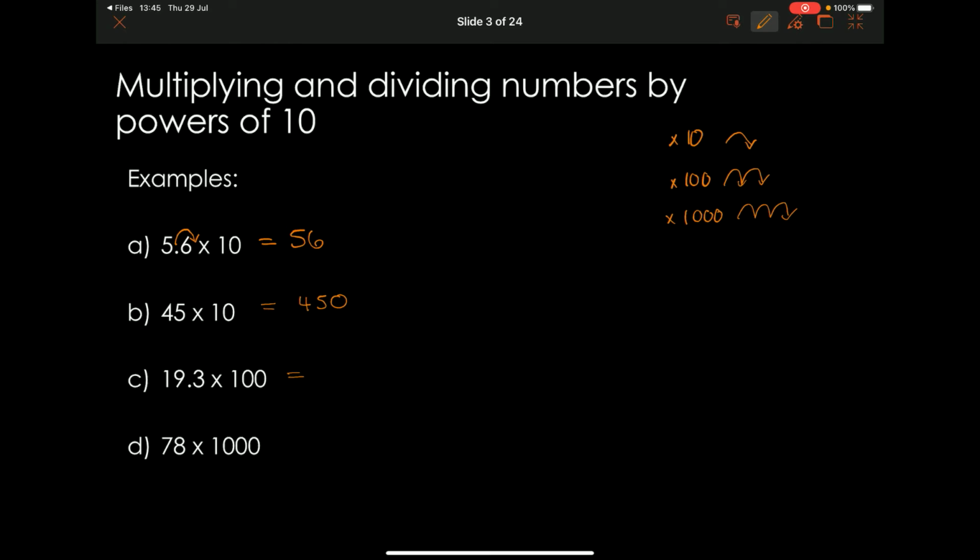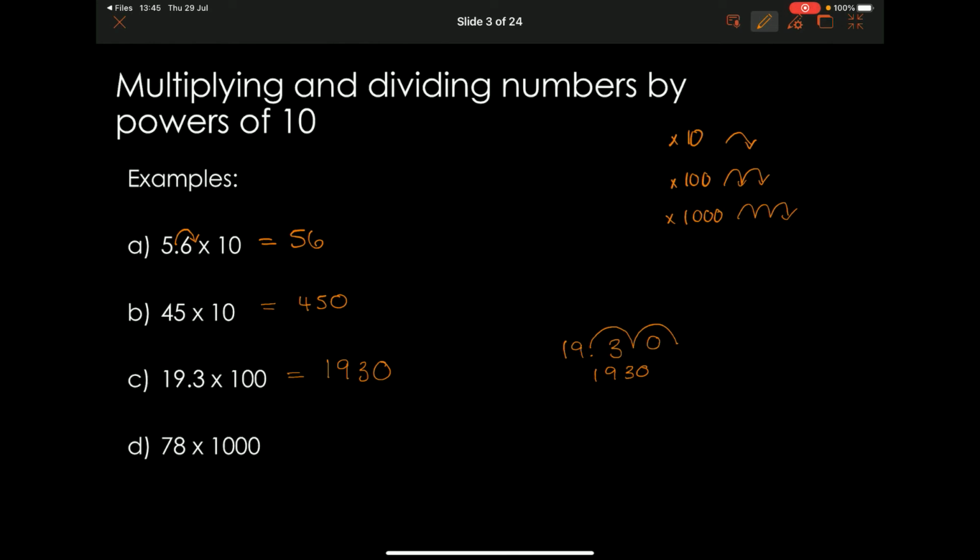19.3, that's got a decimal place, and we're timesing it by 100, so we have to move the decimal point 2 places. So if I just write 19.3 over here, and if there's one place, then there's another. So we have to put a 0 in where that archway is. So it would be 1,930. Okay, if we times that by 100.